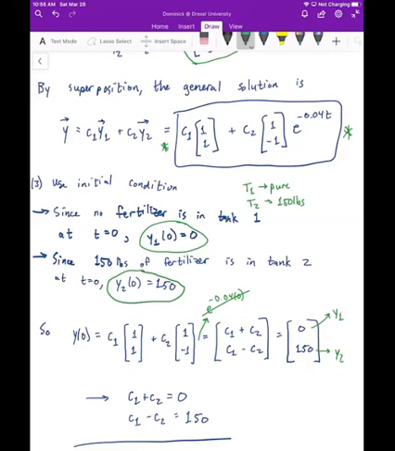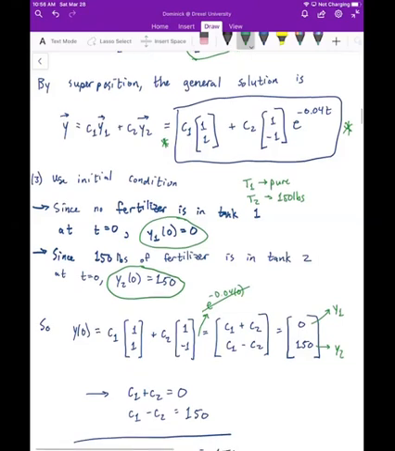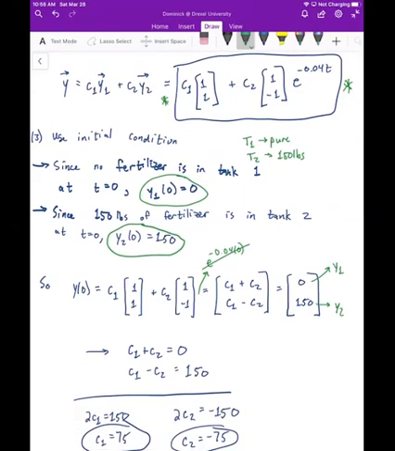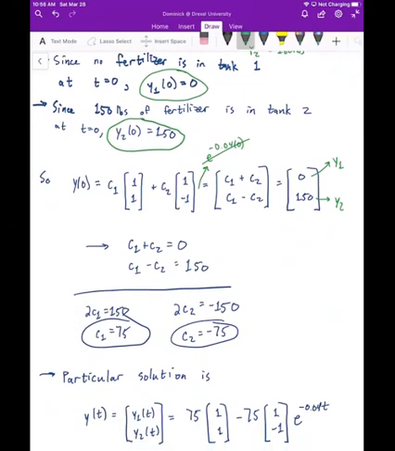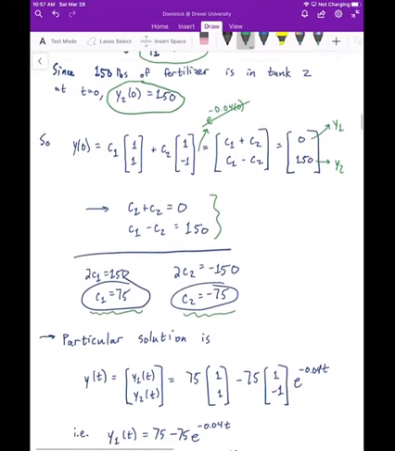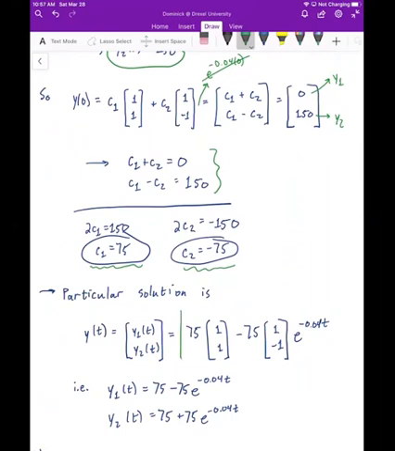So then it just becomes C1 plus C2, which of course is equal to 0 because that's the y1 tank. And then you get the second equation, which is C1 minus C2 equals 150 for the y2 tank. So in equation form, we're ending up with this system of equations, which you can solve fairly easily using elimination. And of course, you get that C1 is 75 and C2 is negative 75. That allows us to get a particular solution, which just comes from plugging in for our arbitrary constants, just as we did before.